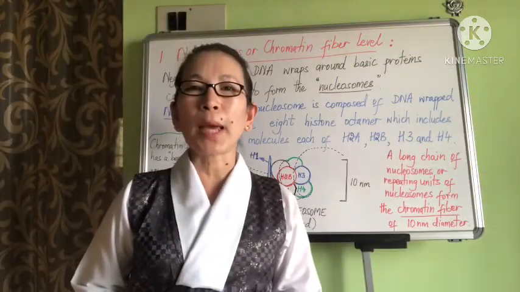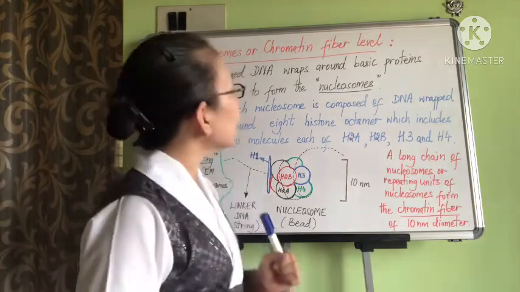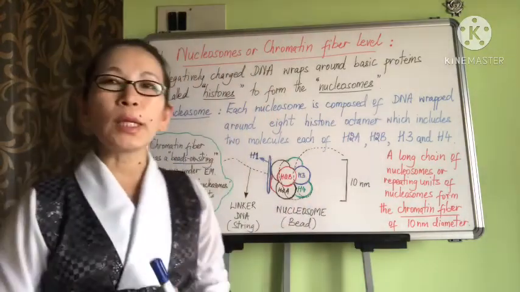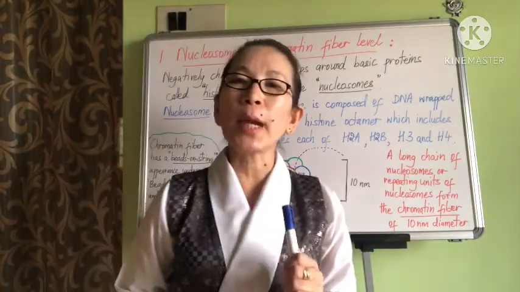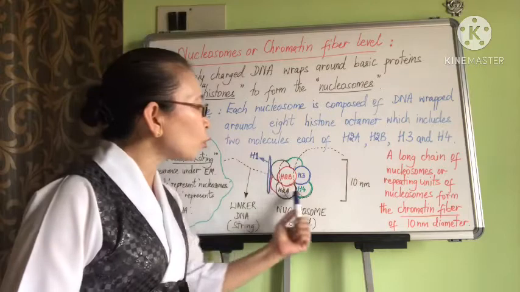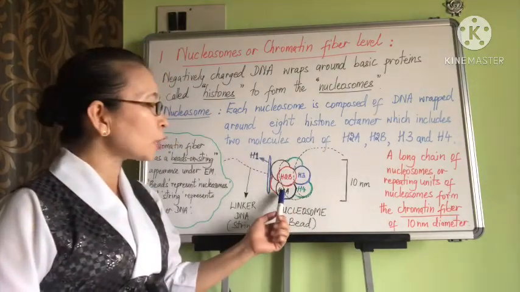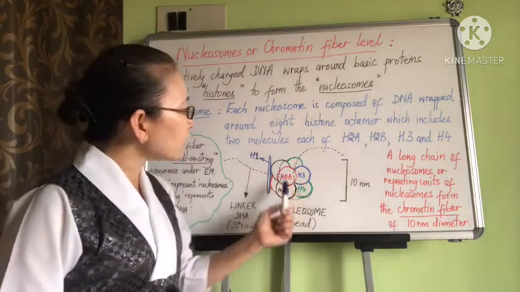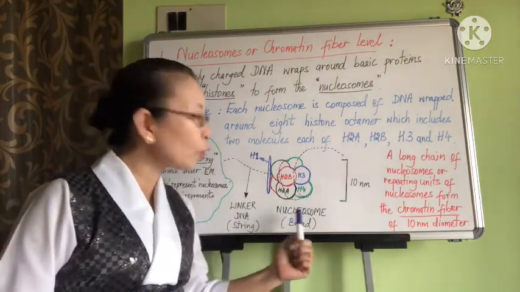At the most basic level of DNA packaging, known as nucleosomes or chromatin fiber level, negatively charged DNA molecule is wrapped around positively charged basic proteins in the nucleus called histone proteins, which results in the formation of nucleosomes. So nucleosomes are complexes formed by DNA and histone proteins. And each nucleosome is composed of a core of histone octamer, which is made up of 8 subunits, which includes 2 molecules each of H2A, H2B, H3 and H4 histone subunits, which is wrapped by approximately 2 rounds of DNA nucleotides, forming the nucleosome complex.